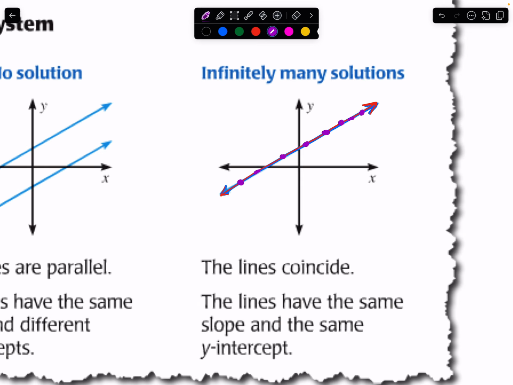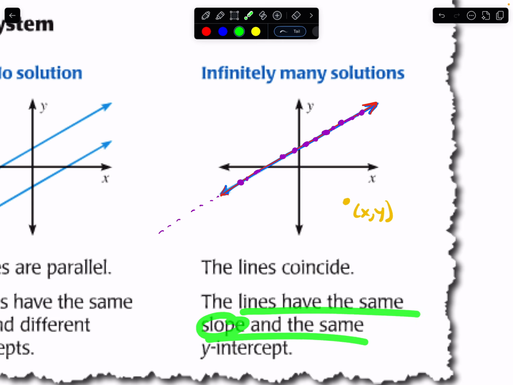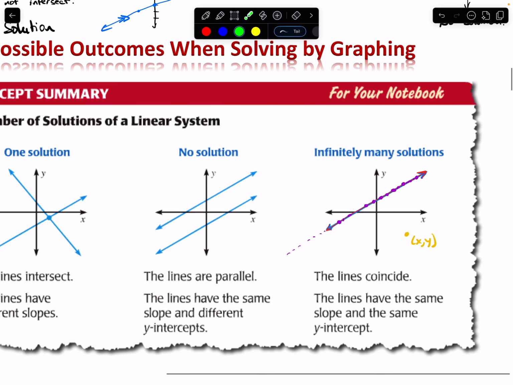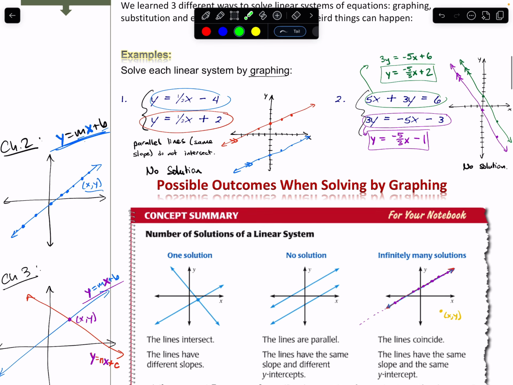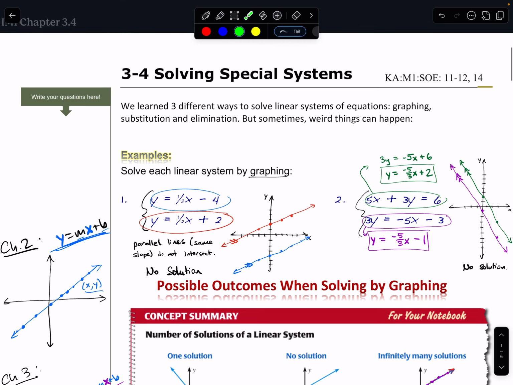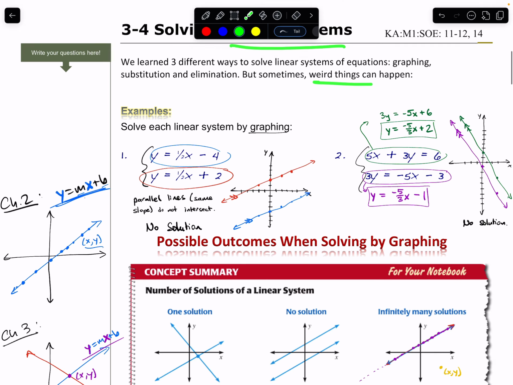It does not mean that everything is a solution, right? Because obviously, this point down here isn't on the blue line or the red line. That's not a solution. But there are infinitely many purple dots that I could put on this graph. This arrow means it goes on forever. There's infinitely many points that are on both the blue line and the red line, and that's why there's infinitely many solutions. They're the same line, same slope, and same y-intercept. Okay, so that's how to identify these kinds of special systems or weird things by graphing.